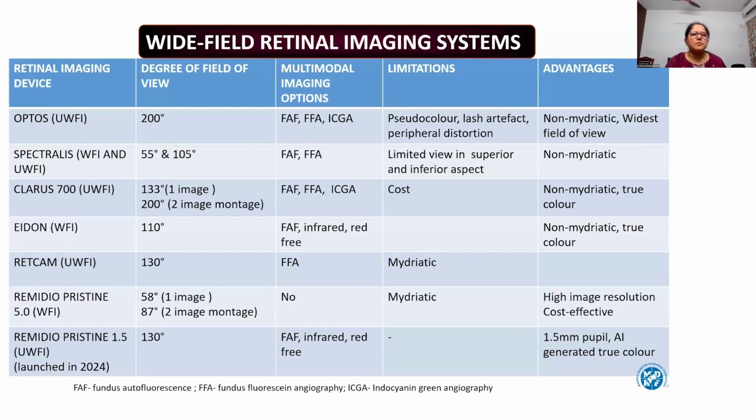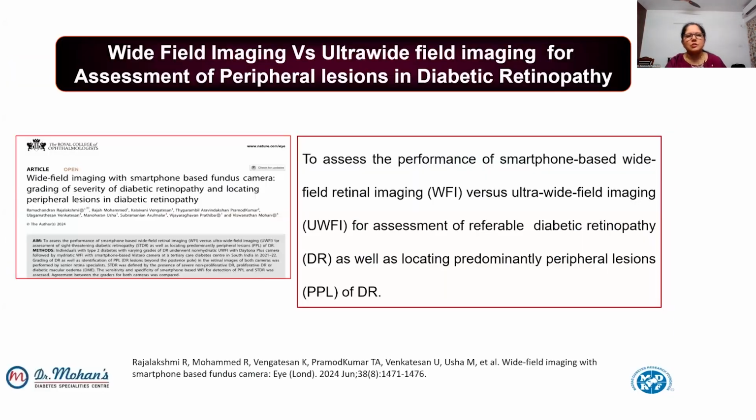So we have Optos, we have Spectralis, we have the Zeiss Clarus, Ideon, RedCam, the Remidio Pristine, and the Remidio Pristine 1.5, with which imaging is possible even with just a 1.5 millimeter pupil. And some of them have a pseudo color like the Optos Daytona Plus, and some give the true color like Clarus or Ideon. Each one of them has its own advantages and disadvantages.